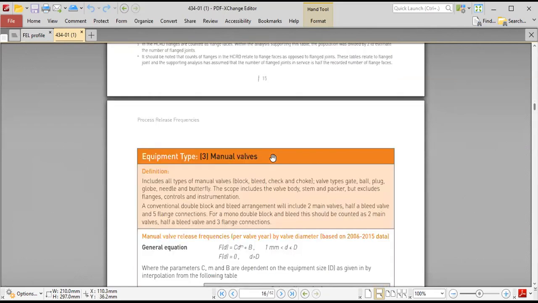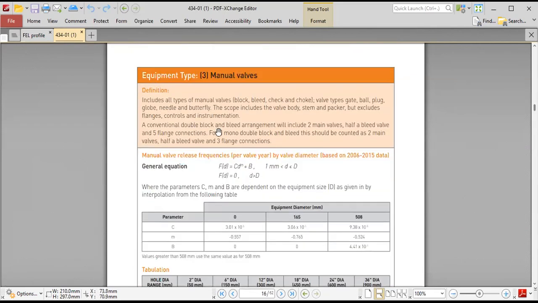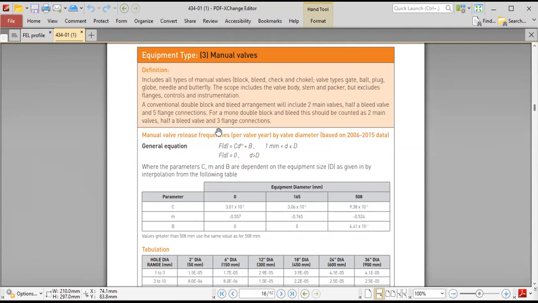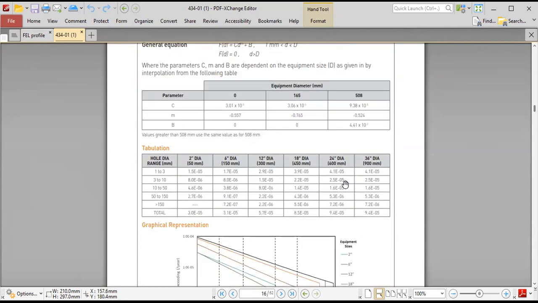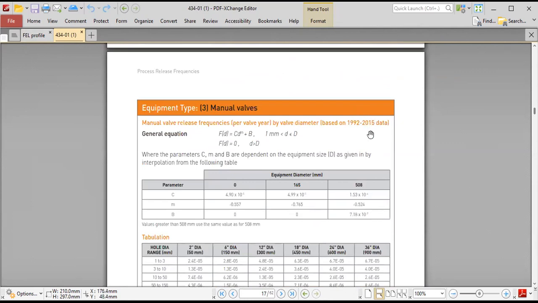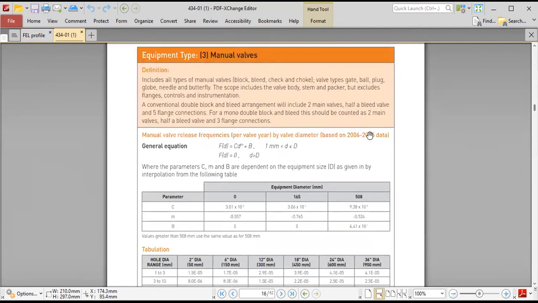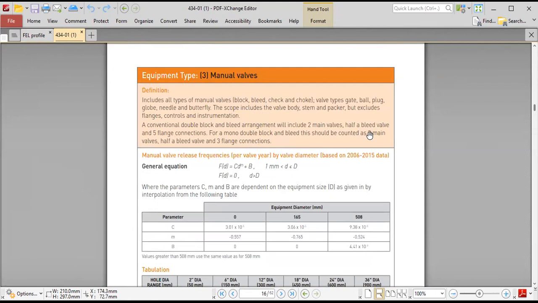I want to kind of zero in on the manual valves because I think that's an entity that is easy to count. And I also want to show you something that you should probably go and correct on your part count. So for manual valves, again, you decide which of the tables you want to use. Do you want to use the one of 2006 to 2015 data, or do you want to do 1992 to 2015? Please read the body of the OGP report to understand and make the right decision. There's no correct one and there's no wrong one.